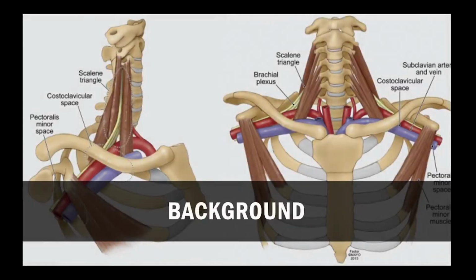So what is TOS? TOS is a compression of the neurovascular bundle as it leaves the thoracic inlet, or scalene triangle, which is the intercostal space between the clavicle and the first rib. Through this space passes the brachial plexus, which is composed of 5 nerve roots: C5, C6, C7, C8, and T1, as well as the brachial artery. These nerve roots branch out from the spinal cord around the cervical area. Specifics vary to each individual.